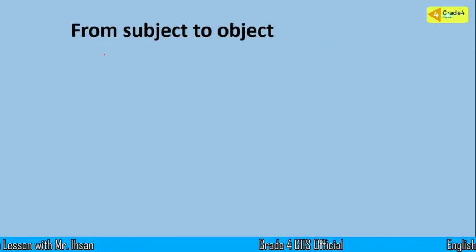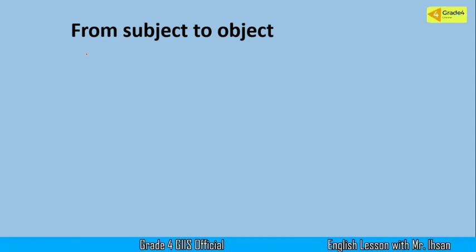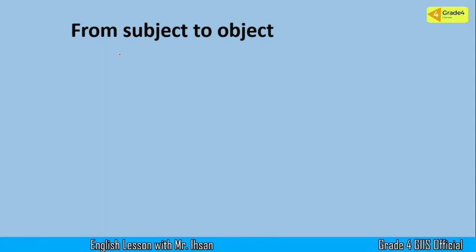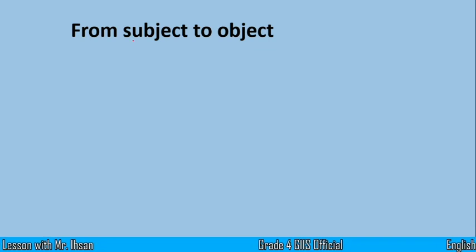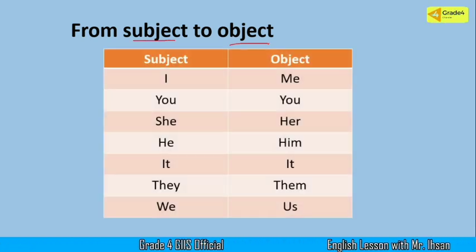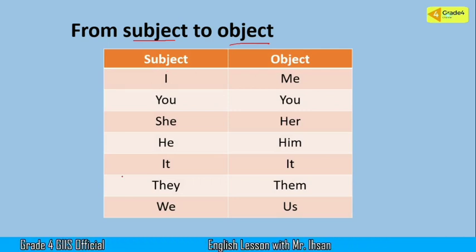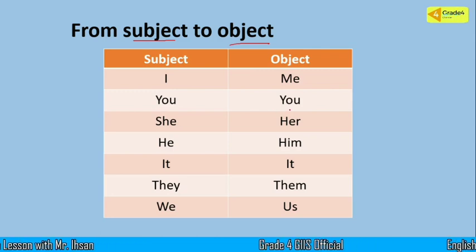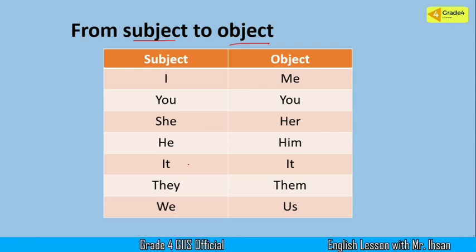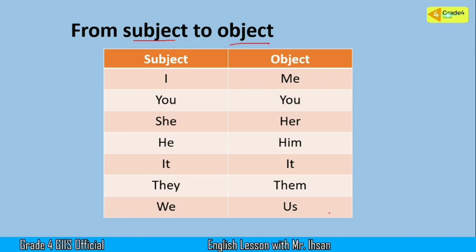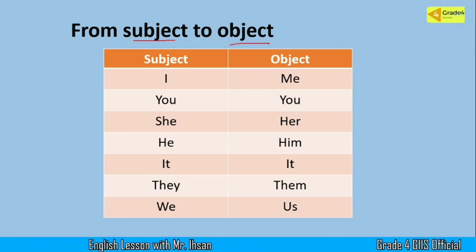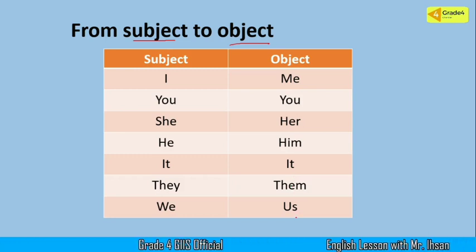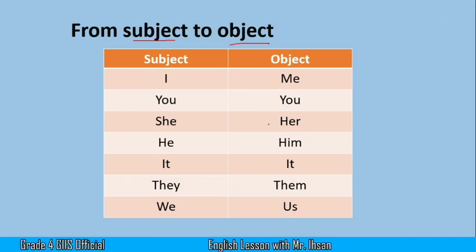In this lesson, we will talk about the object. So I will tell you about the transformation from subject to object. This is the subject, then this is the object. If the subject is I, we use me. You becomes you, she becomes her, he becomes him, it is still it, they become them, we become us. So if you use an object, you will use this column: me, you, her, him, it, them, and us. I hope you understand the explanation.